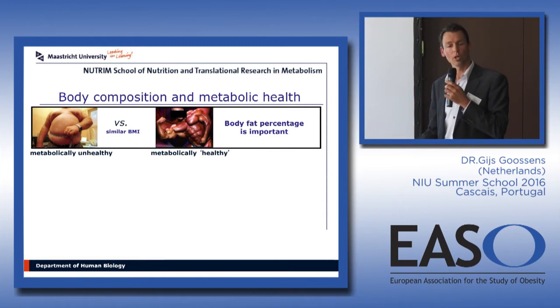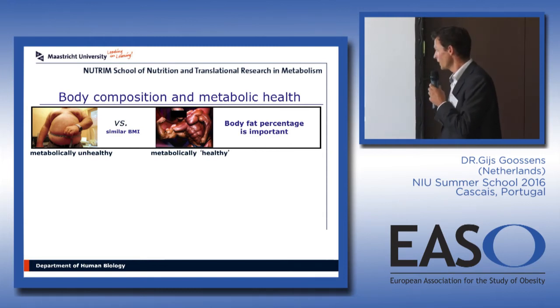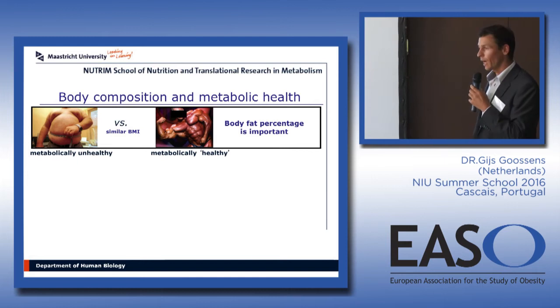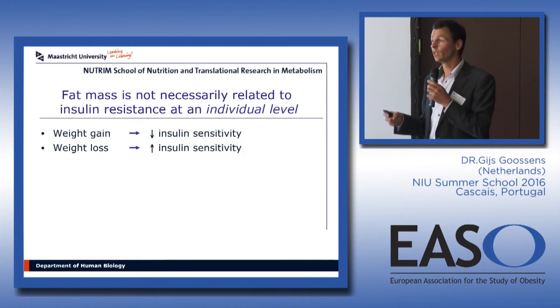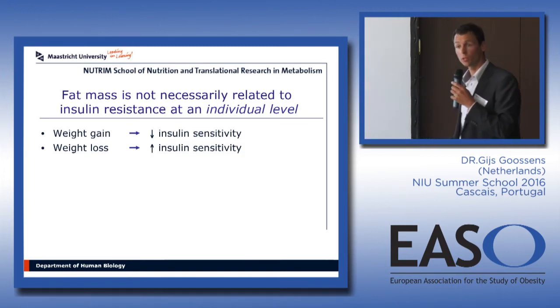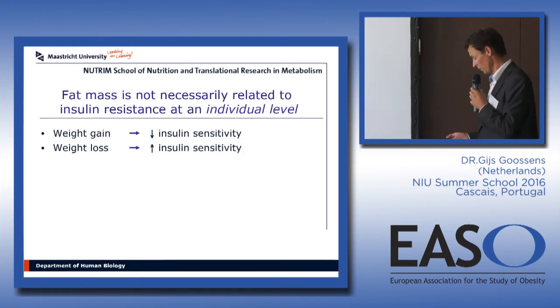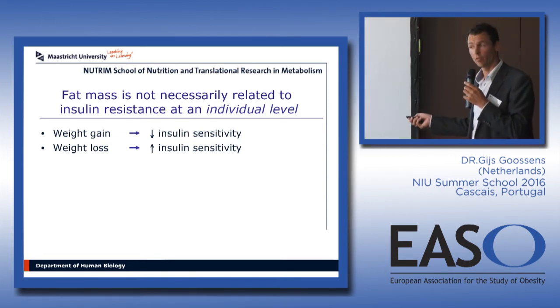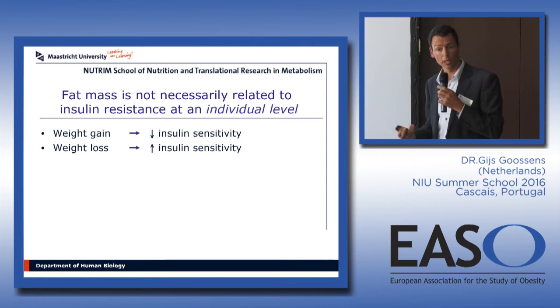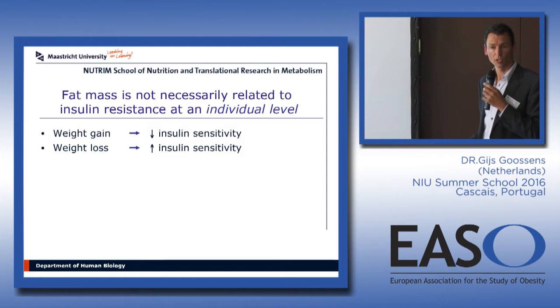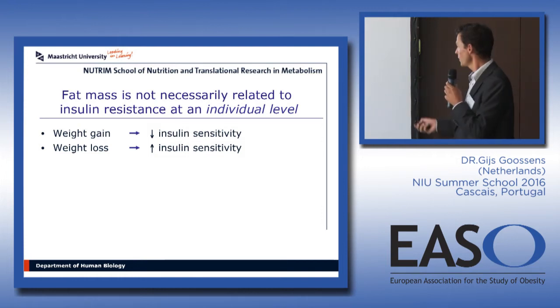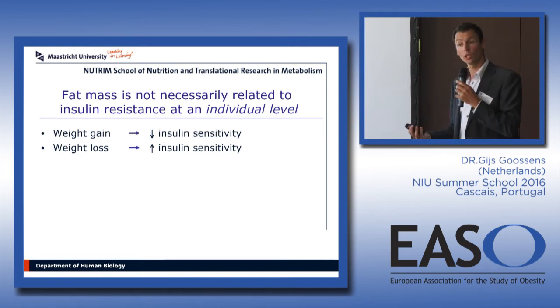So total fat mass plays an important role in metabolism and in metabolic health. However, even total fat mass does not predict your metabolic health at an individual level. And I'll show you some examples and come back to that later on during my talk. So the first two are quite logical if I'm saying that adipose tissue mass plays a role in metabolic health. So if you gain weight, usually insulin sensitivity goes down. And the opposite, if you lose weight, for example, via a dietary intervention, insulin sensitivity usually, not always, but usually increases.